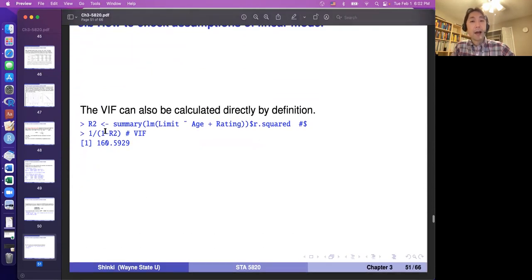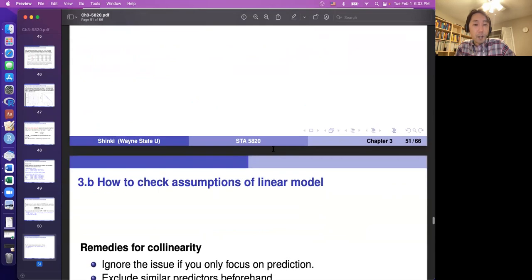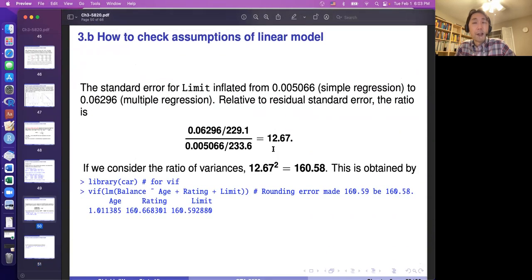And another way: I said that we can use multiple R squared to calculate the variance inflation factor. Magically, 1 over 1 minus the multiple R squared becomes the variance inflation factor. We don't prove this, but if you do some algebra, you can see that these two are the same. And here it is the R squared, not the adjusted R squared, so we have to use the non-adjusted R squared. Do you have any questions about variance inflation factor?